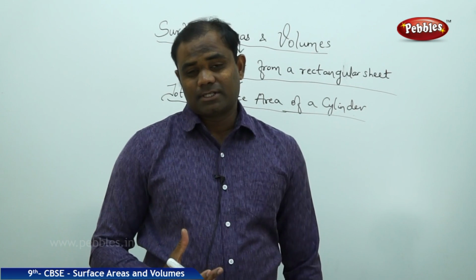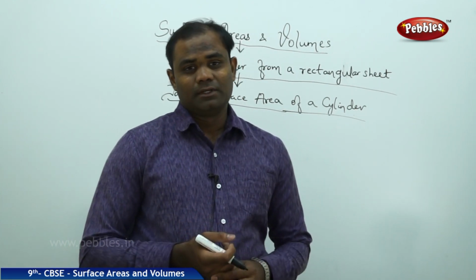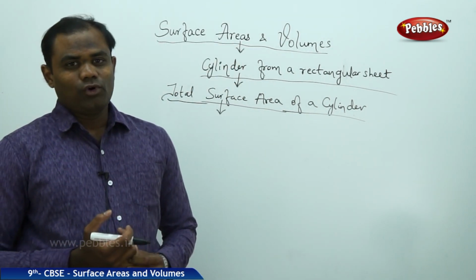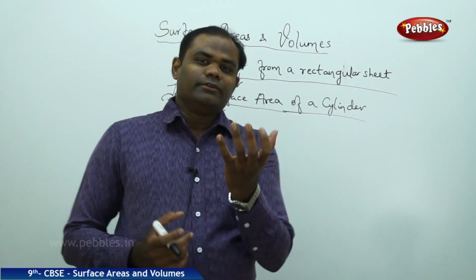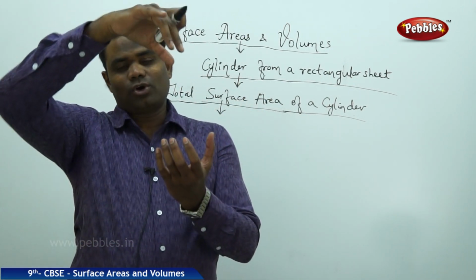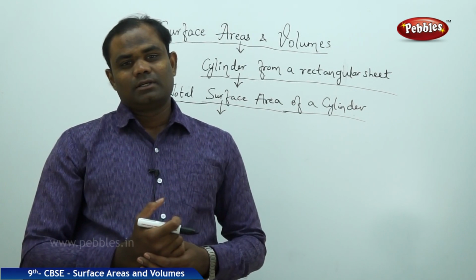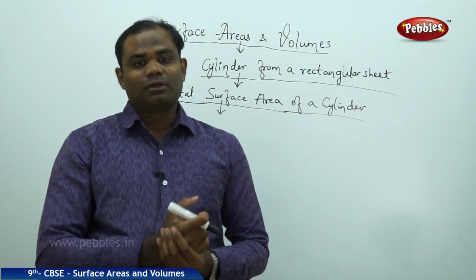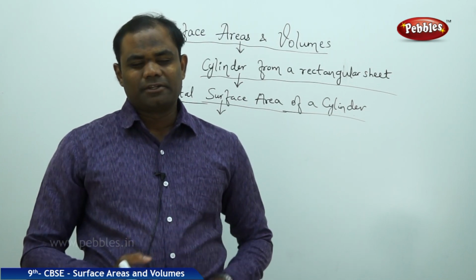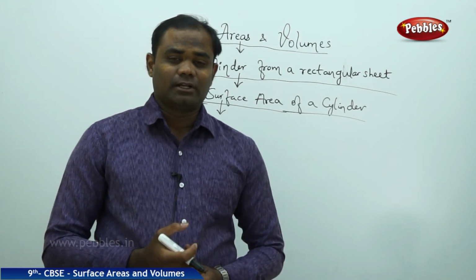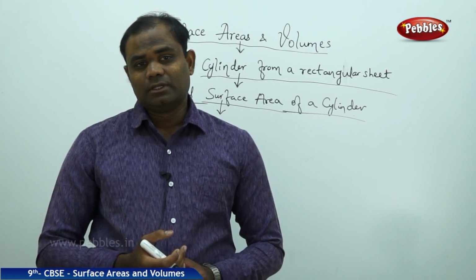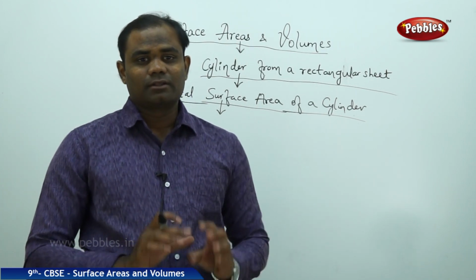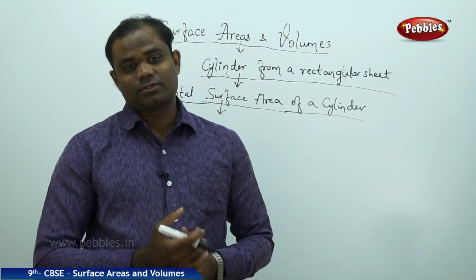Now that we have discussed curved surface area, there are other possibilities. What if I take a cylinder which is closed both on the top and the bottom lid? What if I have a cylinder which has a lid which is closed? So let's take the different cases of a closed cylinder. So this session is about finding the total surface area of a closed cylinder.